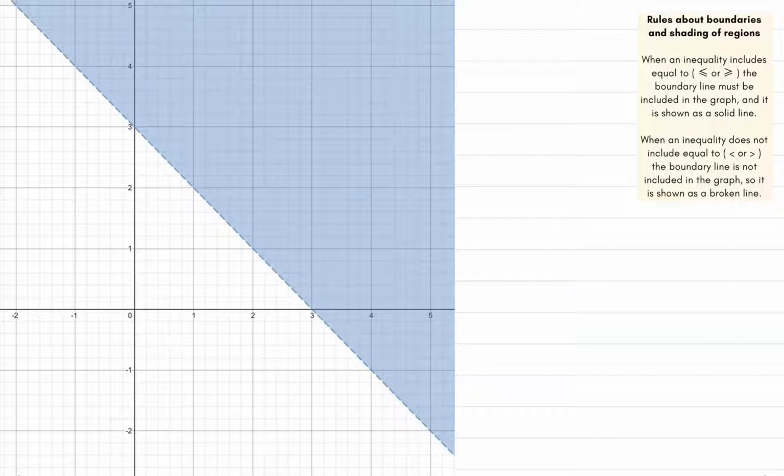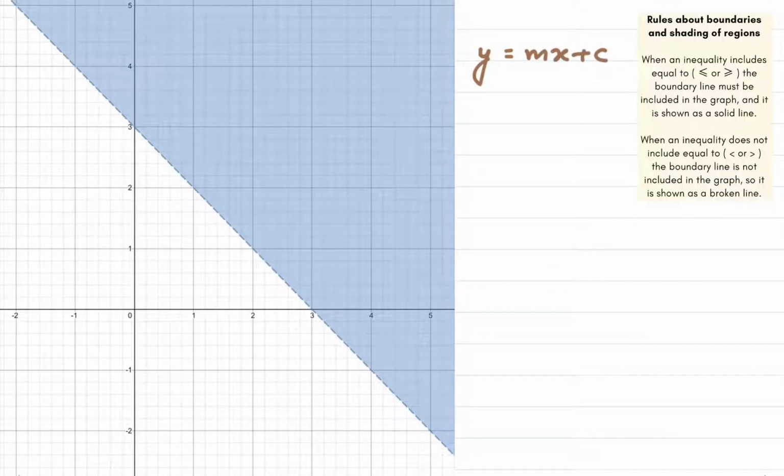This question is a bit different from the previous questions we did just now. Here, in the graph, you see a shaded region in blue and also an unshaded region. In this question, first of all, we need to find the equation of the broken line. We remember the equation of any straight line can be y is equal to mx plus c.